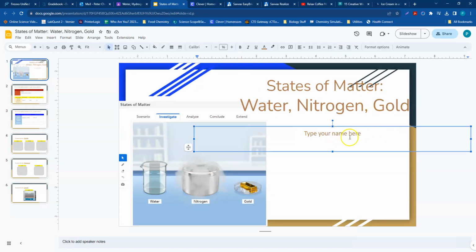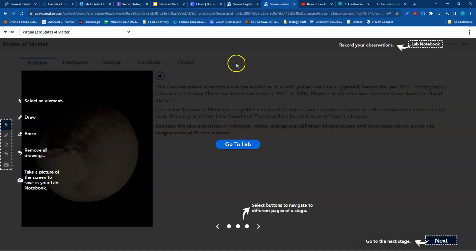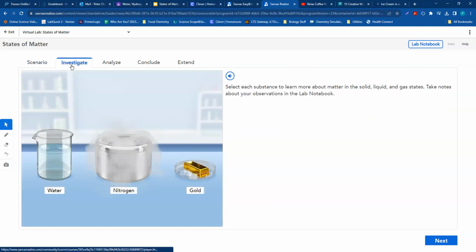First slide, obviously, you're putting in your first and last name. Second slide, where do we find the information for this? Well, we read about this Pluto information, fascinating information. Bottom line, they have frozen nitrogen on there, so that's why this lab is applicable. We go to the Investigate tab, and we're going to go to each one of these substances: liquid water, nitrogen gas, solid gold.